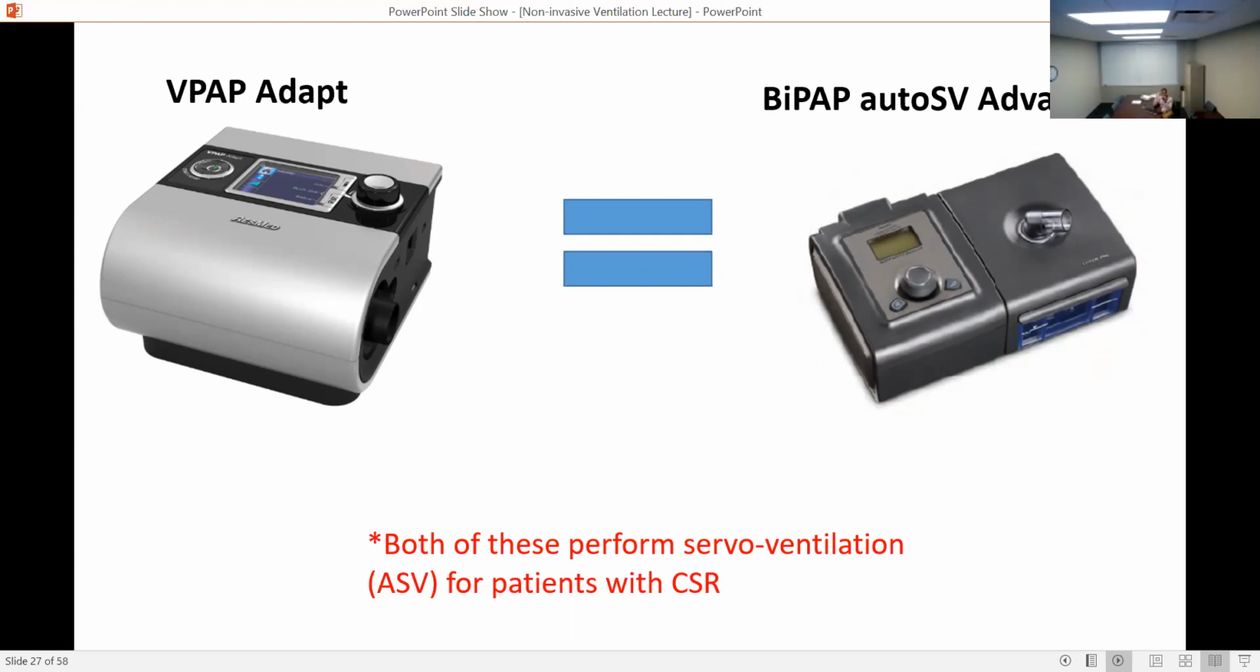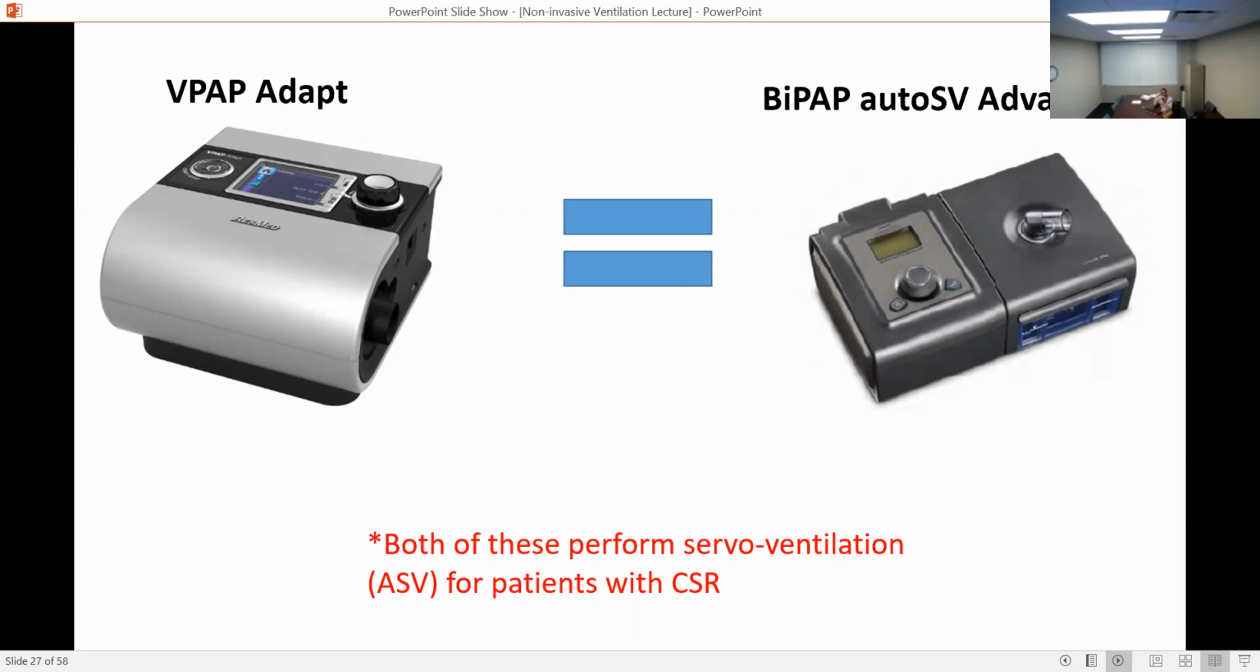There was a study a few years ago now called SERVE-HF, which used these devices in heart failure, and it actually found there was a higher mortality in the group with an EF below 45%. So you would never want to prescribe one of these devices in patients with systolic heart failure.